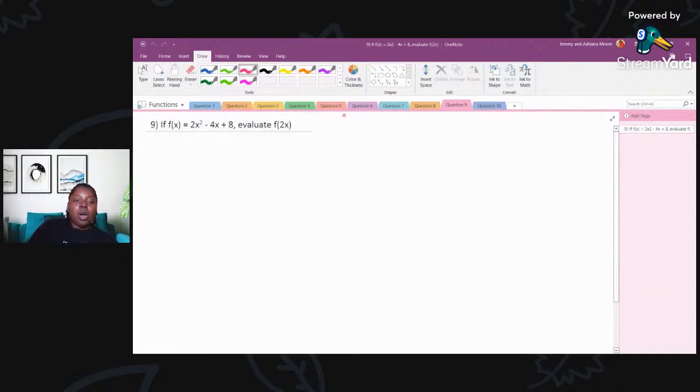Okay, so how do we do this if instead of numbers, so we've had f of 2, f of, but this time they're saying f of 2x. How will we do this? Okay, so here's the problem. 2x squared minus 4x plus 8. Okay, so we're going to do exactly what we did when it was just 2.